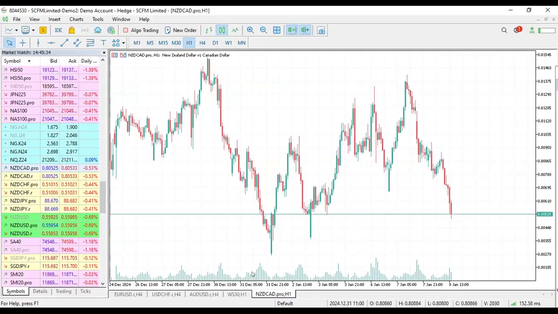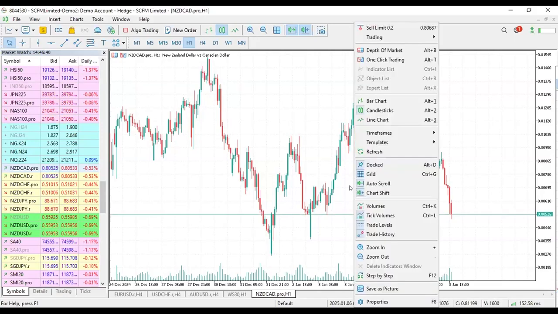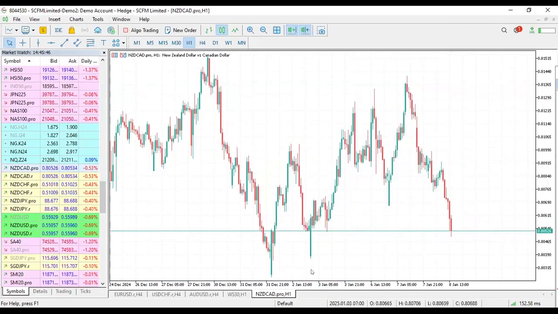Let's say you want to remove this, we call them volumes, which are down here. You'll just right click anywhere on your chart. Then you will click on the tick volumes to have your clear chart like that.